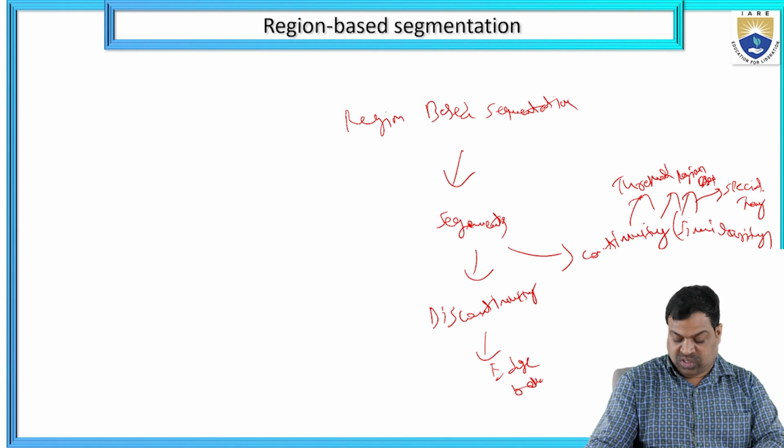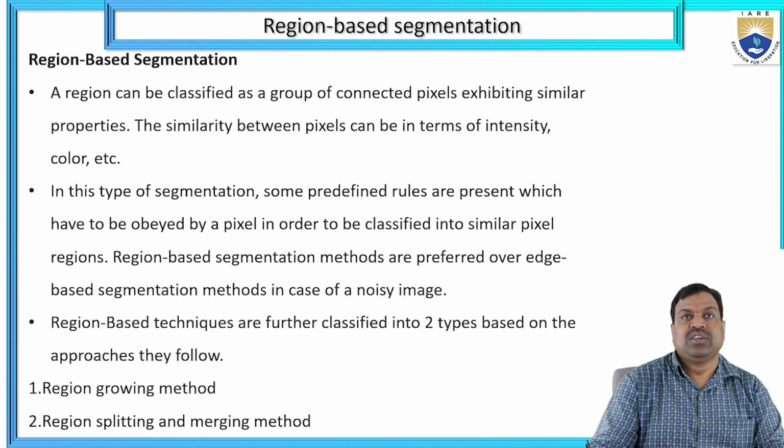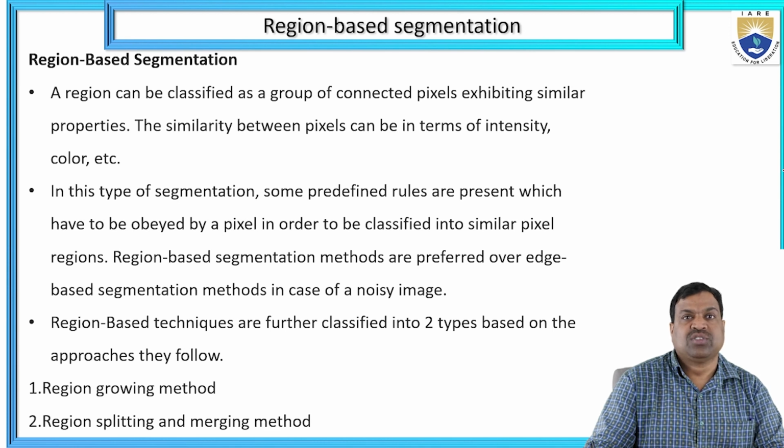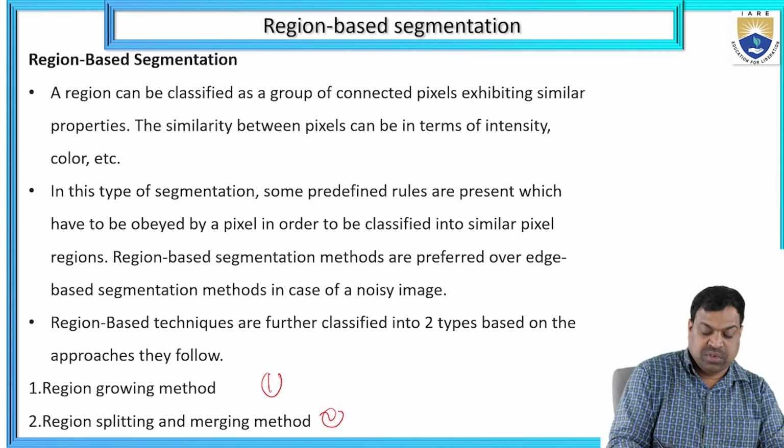So based on this one, region based segmentation. A region can be classified as a group of connected pixels exhibiting similar properties. The similarity between pixels can be in terms of intensity, color, etc. In this type of segmentation, some predefined rules are present which have to be obeyed by a pixel in order to be classified into similar pixel regions. Region based segmentation methods are preferred over edge based segmentation methods in case of noisy images. Region based techniques are further classified into two types, region growing and region splitting. So these are very important.